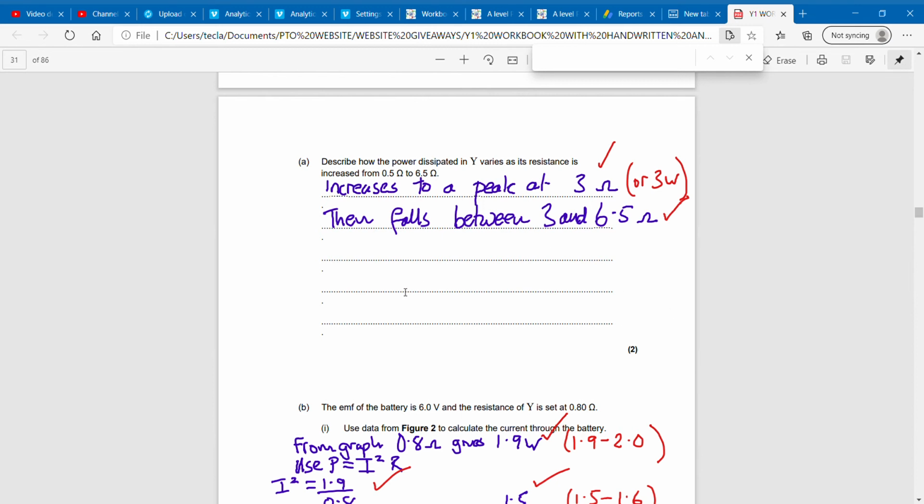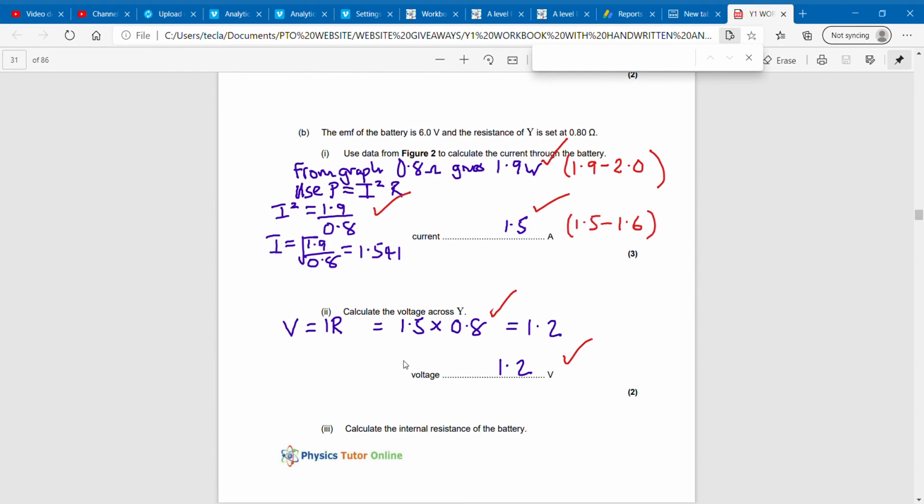That's fine, 2 marks. B part 1, the EMF of the battery is 6.0 volts and the resistance Y is set at 0.80 ohms. Use data from figure 2 to calculate the current through the battery. So from the graph, 0.8 ohms gives 1.9 watts, values between 1.9 and 2.0 accepted.